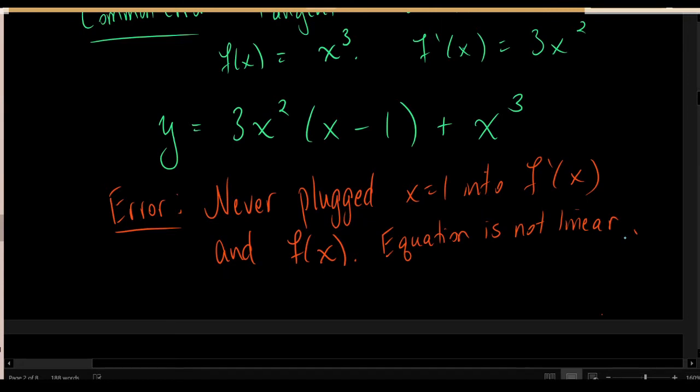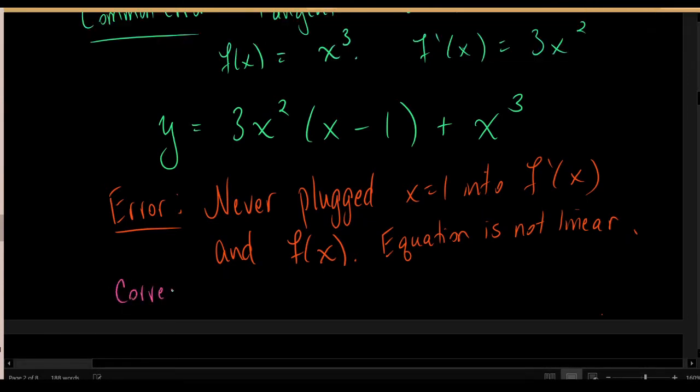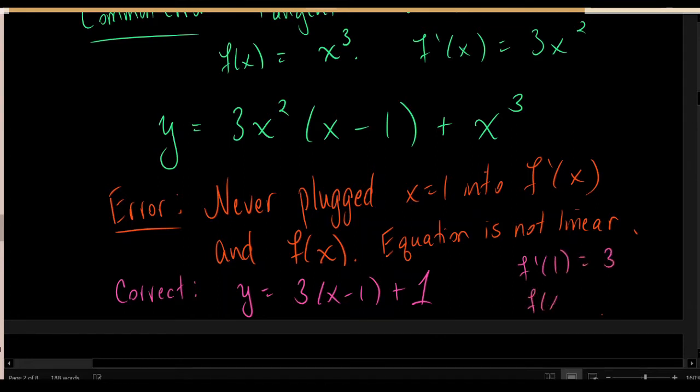So what would the correct answer be? The correct answer would be 3 times 1 squared, times x minus 1, plus 1 cubed. Because f prime of 1 is equal to 3, and f of 1 is equal to 1.